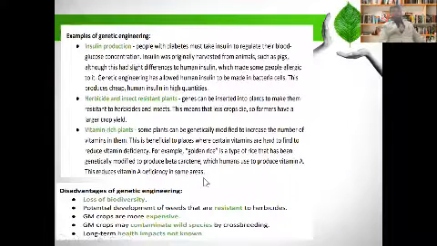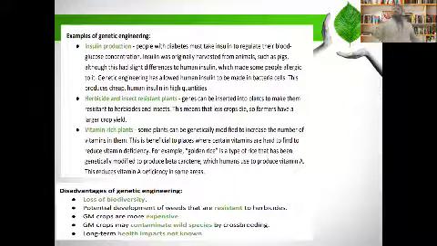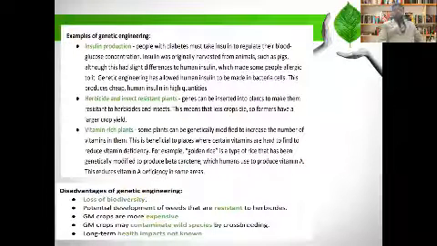Now, what are the disadvantages of genetic engineering? Loss of biodiversity, potential development of weeds that are resistant to herbicides. Then GM crops are more expensive. GM crops may contaminate wild species by crossbreeding. Long-term health impact not known. This means if you are using this technology, there may be a long-term impact that we do not know.